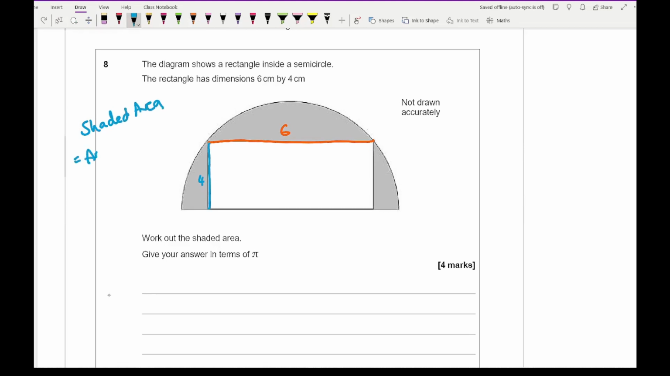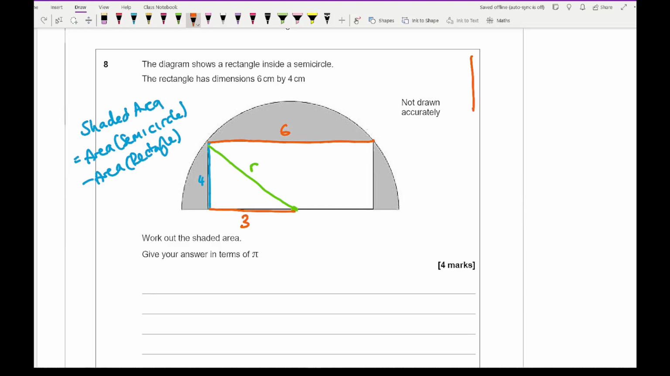equals the area of the semicircle minus the area of the rectangle. So what I need to do is find those two things. Now to work out the area of the semicircle, I need to work out what the radius is going to be. So that is r. Now looking at that triangle that I've just drawn, I can work out what this is, which is half the rectangle, so that's going to be 3.